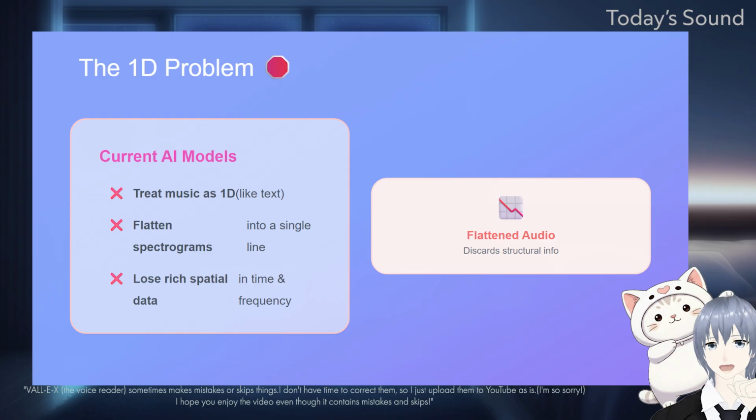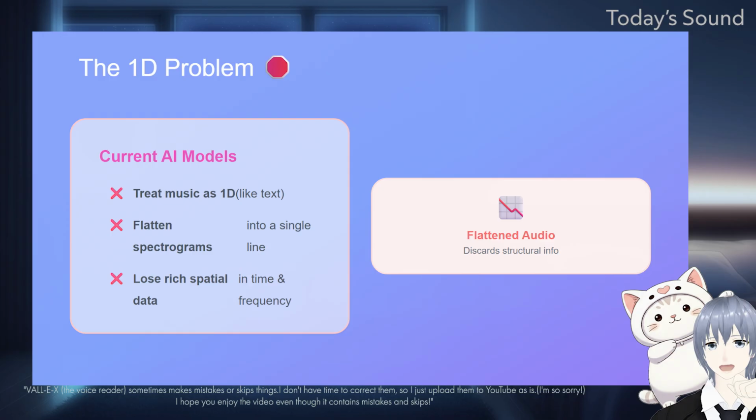The problem this paper is trying to solve is actually pretty fundamental to how we process audio with computers. For a long time, researchers have been using self-supervised learning to teach artificial intelligence how to understand music. These models are incredibly useful for tasks like tagging music, recognizing emotions in a song, or detecting musical key. But here's the catch. Almost all of these models treat music as a one-dimensional sequence.